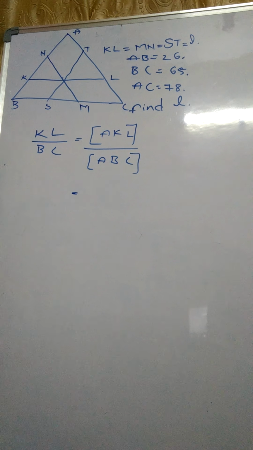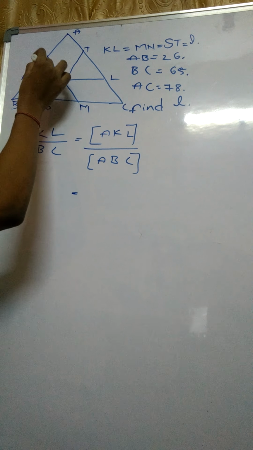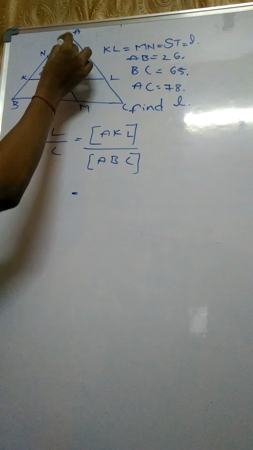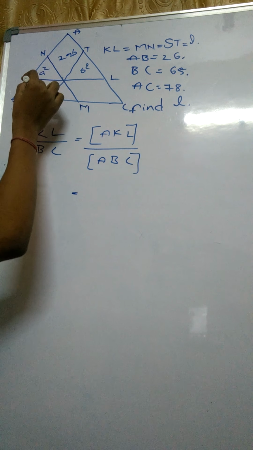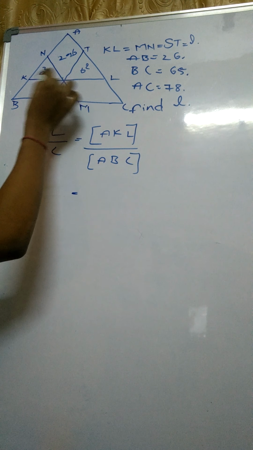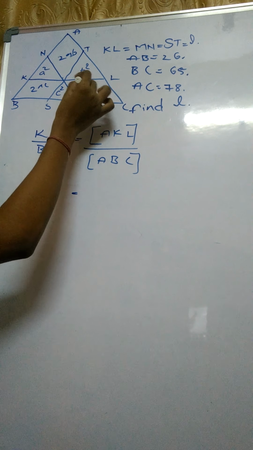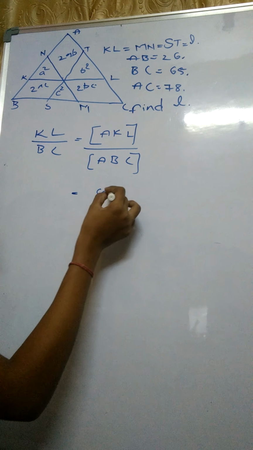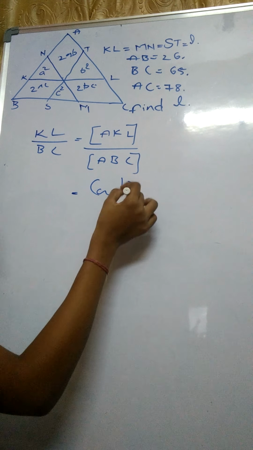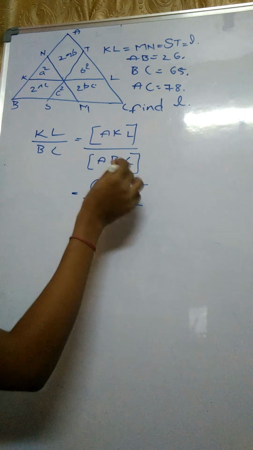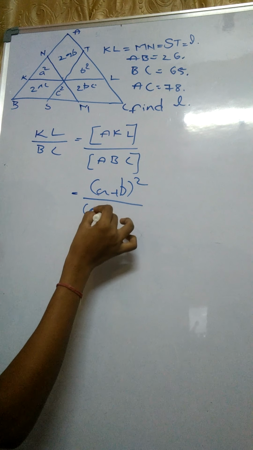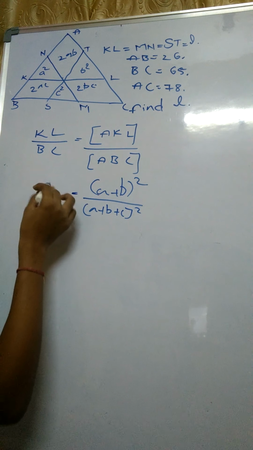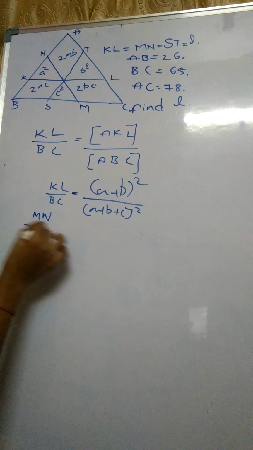In the before concept, we learnt that this will be A square, this will be 2AB, this will be B square, this will be C square, this will be 2AC, this will be 2BC. Now area of AKL will be A plus B whole square. Area of ABC is A plus B plus C whole square. This is equal to KL by BC. Now same we will use MN by AC.